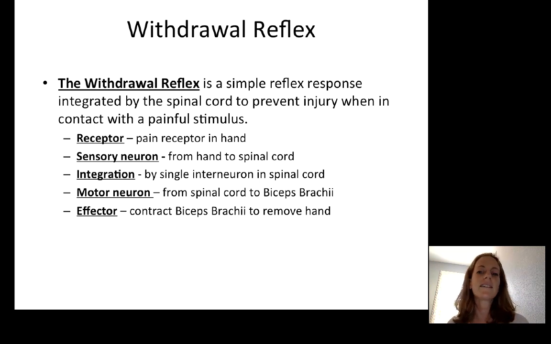So the withdrawal reflex is a simple reflex response integrated by the spinal cord to prevent injury when in contact with a painful stimulus. So let's say you have a pain receptor in your hand and you press your hand on a thumbtack. That pain receptor will send information through the sensory neuron from the hand to your spinal cord. That will be integrated by a single interneuron in the spinal cord, and you will contract your biceps brachii muscle to remove your hand from that painful stimulus.